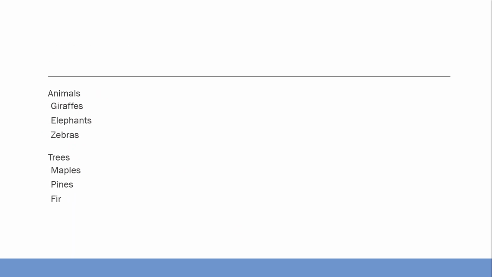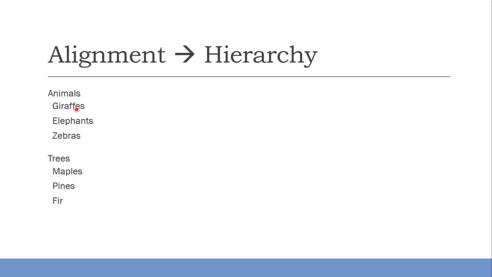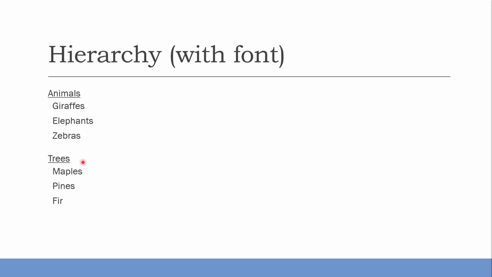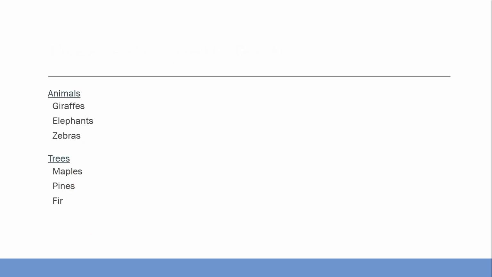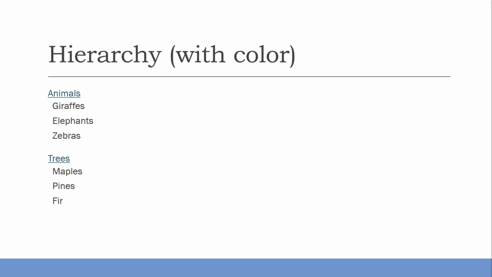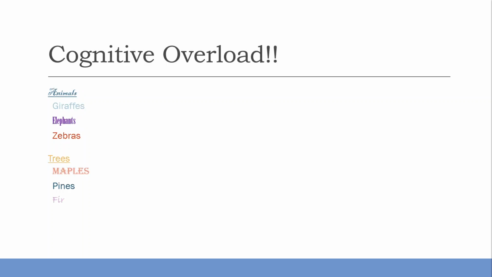To create hierarchy, one thing we can do is indent things. We don't have to, there's other ways, but that's one way. We can change the font. Here I just added an underline, but you can bold, you can change the font, and that tells me that these are categories and these are details. I can also change the color, and that can help with hierarchy. But don't do this. This is not what you want to do. That's going to overload. There's no reason to change the fonts and colors there.